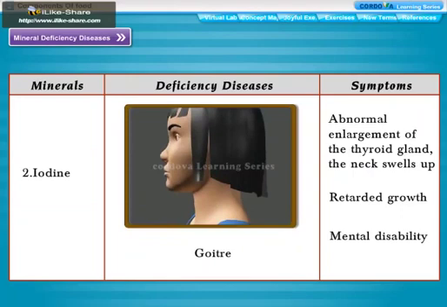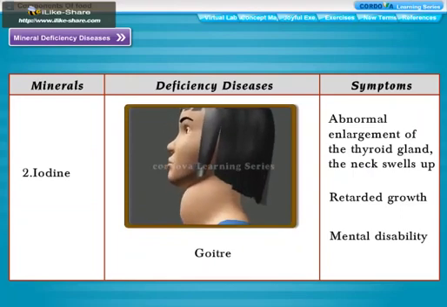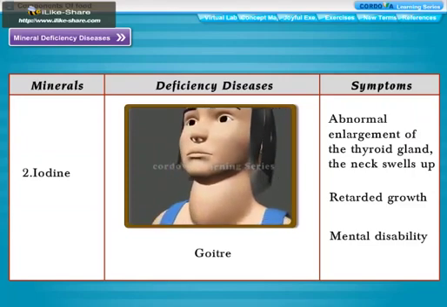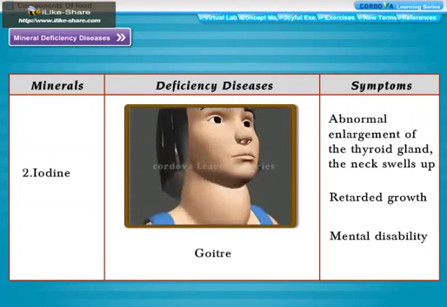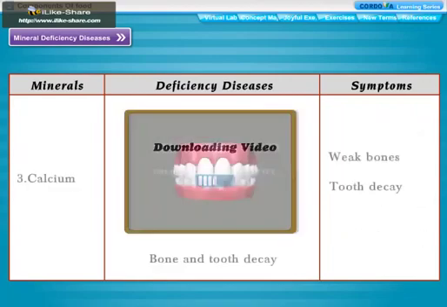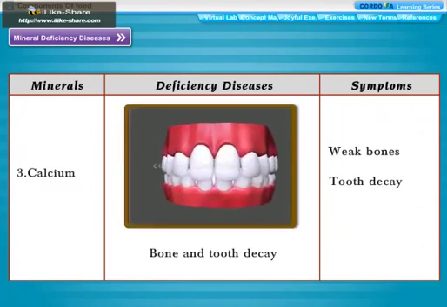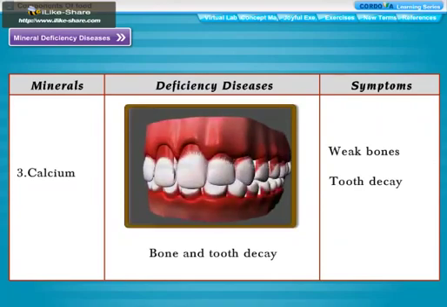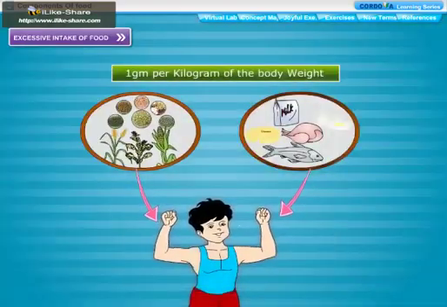Iodine, goiter. Abnormal enlargement of the thyroid gland. The neck swells up. Retarded growth. Mental disability. Calcium and phosphorus. Bone and tooth decay. Weak bones. Tooth decay.